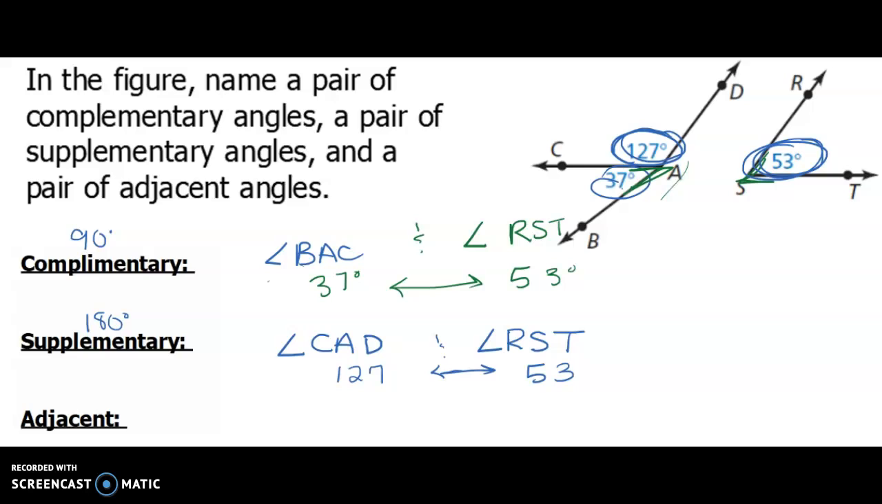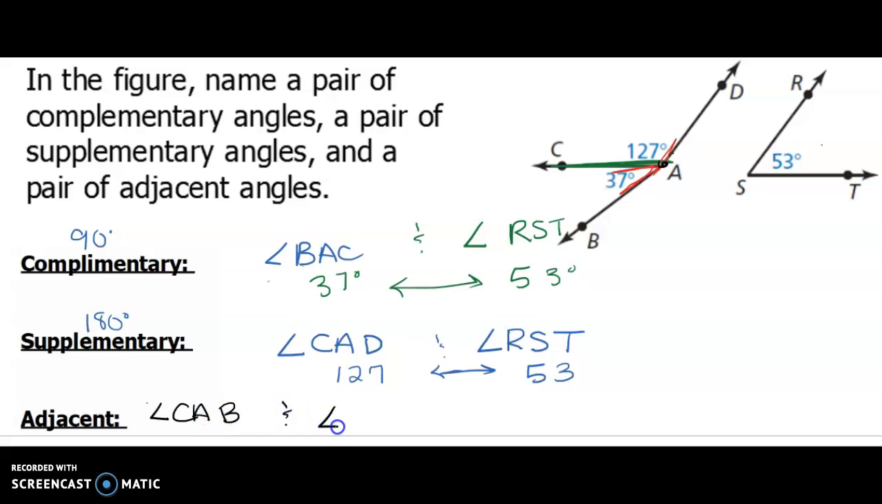Okay, let me kind of clear this up a little bit just so it's a little easier to read now. Adjacent angles, remember, they're side by side, they share one common side and a common vertex. Okay, we'll notice these two angles here, this one and this one here, they share this side. And then the vertex is A for both of them. So angle CAB and angle CAD are adjacent angles.